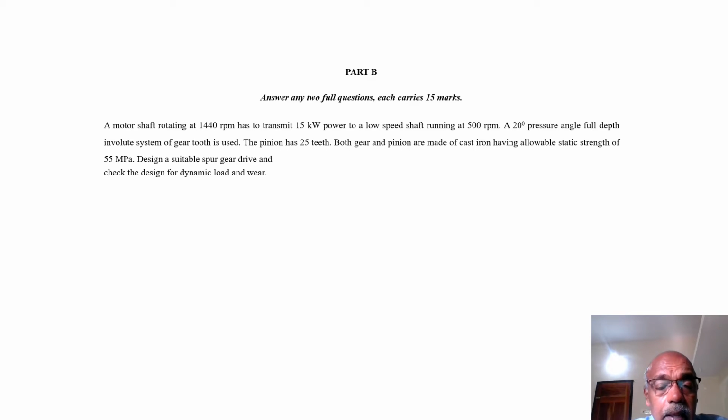Because suppose, for example, you have selected some range, and the range is mentioned, you have selected one value arbitrarily and you are substituting. It is not satisfying during the checking, the last step of the design, checking the load and wear. You can understand that some selected parameter is wrong, some parameter is correct.